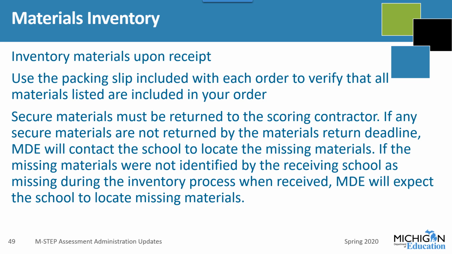Make sure that you inventory all of your secure materials when you receive them. Use the packing slip that's included in your delivery to verify that everything listed on the packing slip is included in your order. If there are any secure materials that are required to be returned to the scoring contractor, such as listening scripts or CDs, accommodated versions of the test booklets, etc., that are not returned, you will be required to locate the missing materials. You cannot say at that point that you didn't receive them. You need to tell us that at the time of delivery.